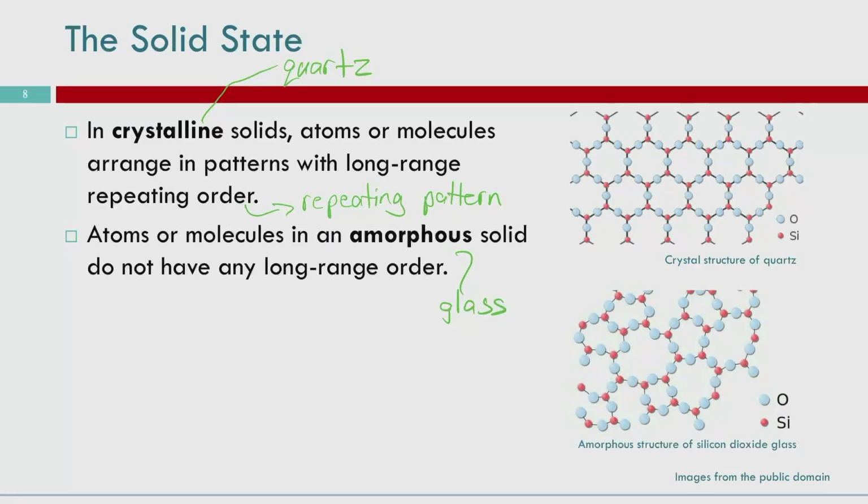But if you were to zoom in on a section of glass here on the bottom right, and you tried to overlay it with another section of the glass, you would have a harder time getting it to match up. Whereas the quartz, you could pull a spot, and you would pretty easily be able to see how it overlaps with another section of the image.